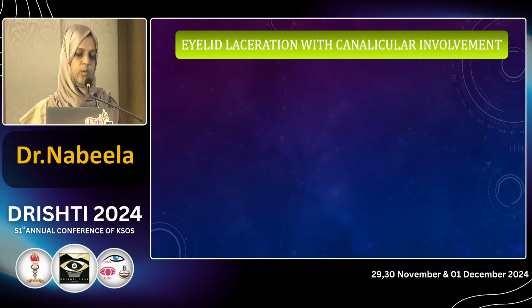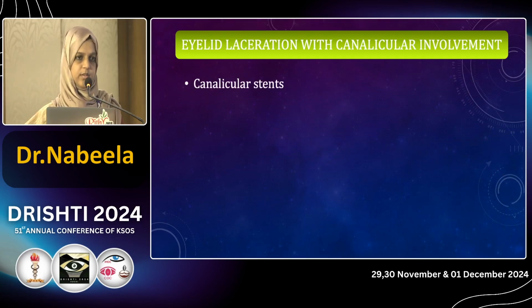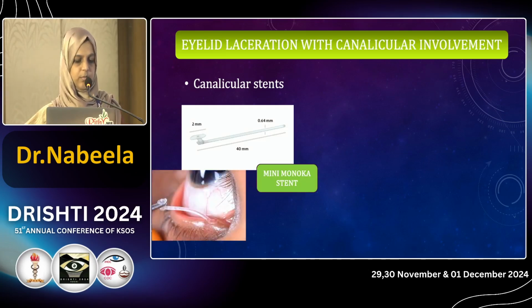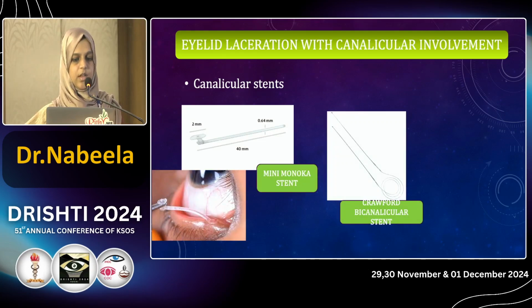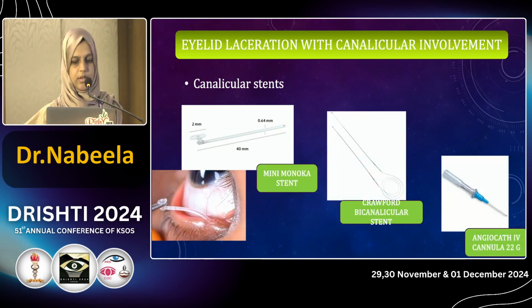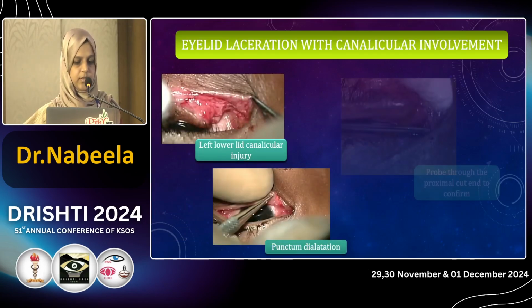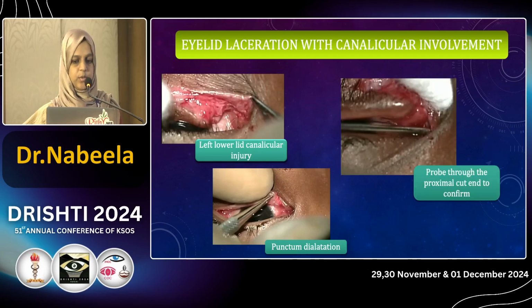So whenever you do a canalicular injury repair, always place a stent. The stents that can be used are a Mini Monoka stent, which is a monocanalicular stent, or a Crawford bicanalicular stent, or even an angiocath IV cannula can be used. Whenever we are going for a lid canalicular repair, initially do a punctal dilatation and probe through the proximal end to confirm whether it is going to the sac.